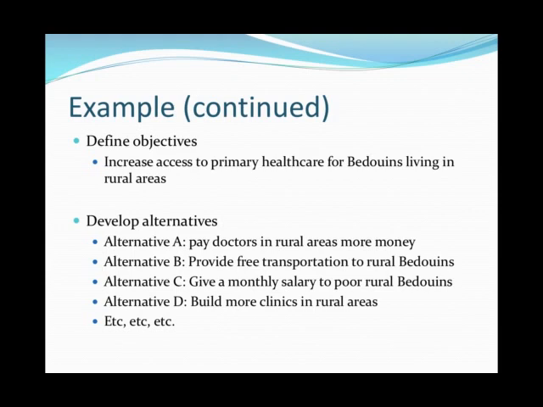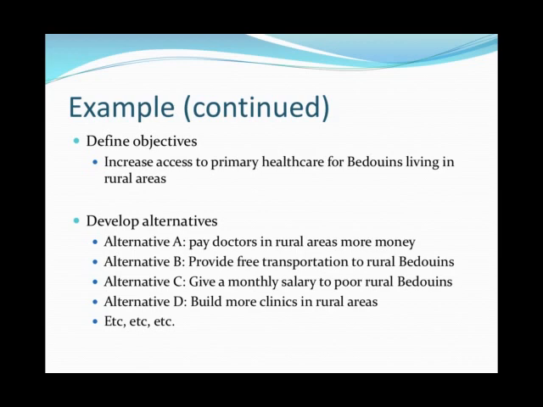So, alternatives. These are some of my alternatives, and maybe you have some others. We could pay doctors that are working in rural areas more money, and so maybe more doctors would go work there because they can get more money. Alternative B, we can provide free transportation to rural Bedouins, like maybe we could have a bus go to all these little villages and bring them into a bigger city, into Amman or something like that.